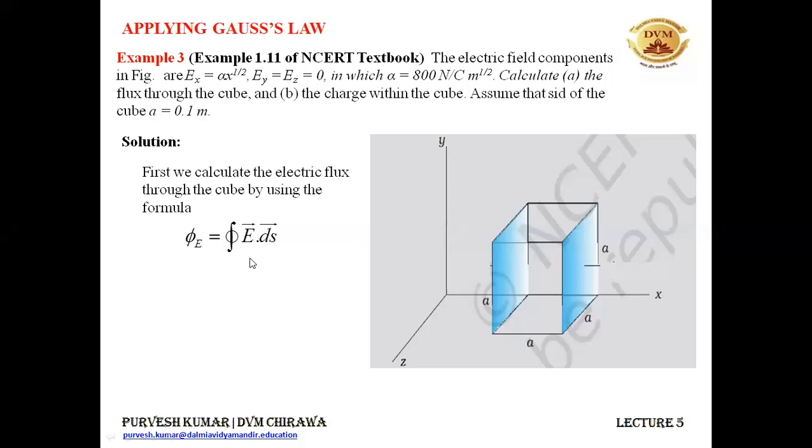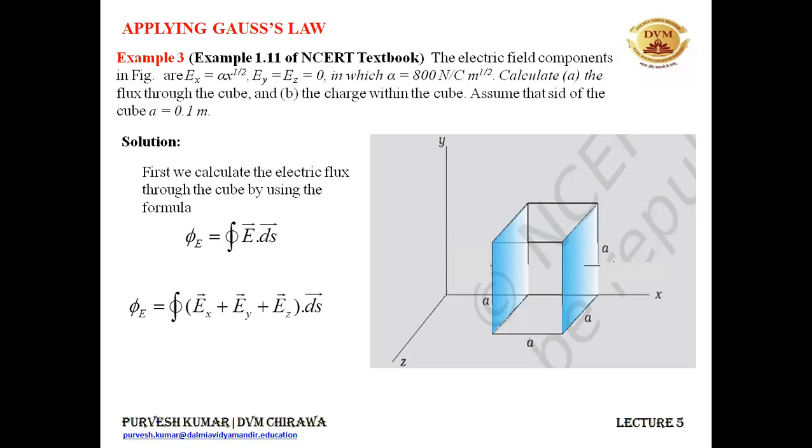So I can easily write this electric field like this. This electric field can be split up into 3 parts: electric field along the x-axis plus electric field along the y-axis plus electric field along the z-axis. All right. So I have written it like this: electric field along x-axis plus electric field along y-axis plus electric field along z-axis. And it has a dot product with your area vector ds.